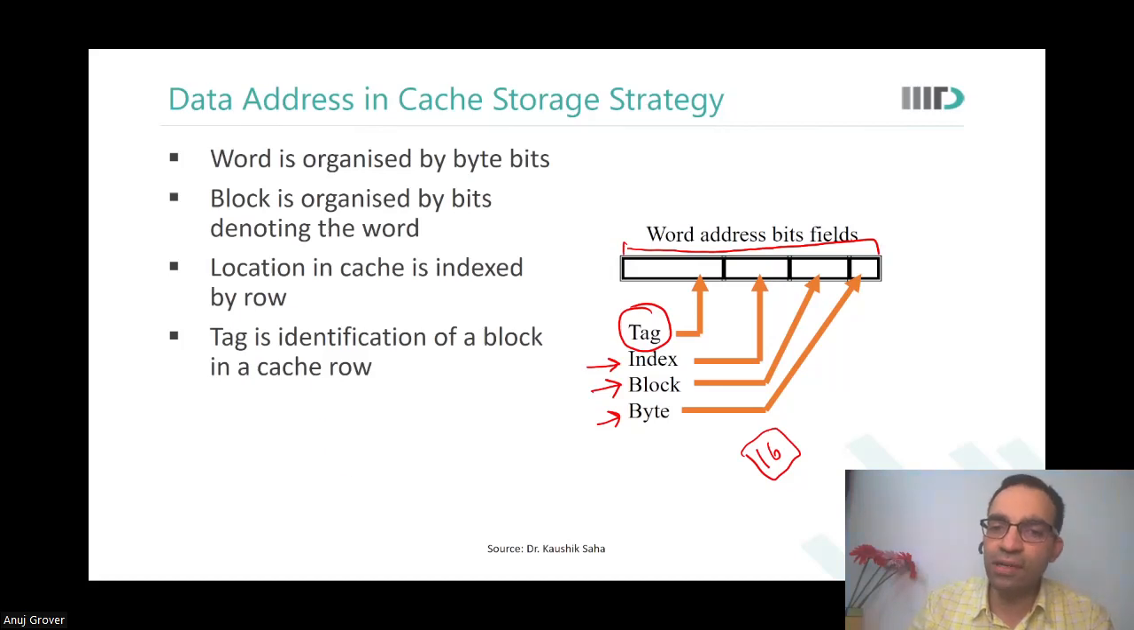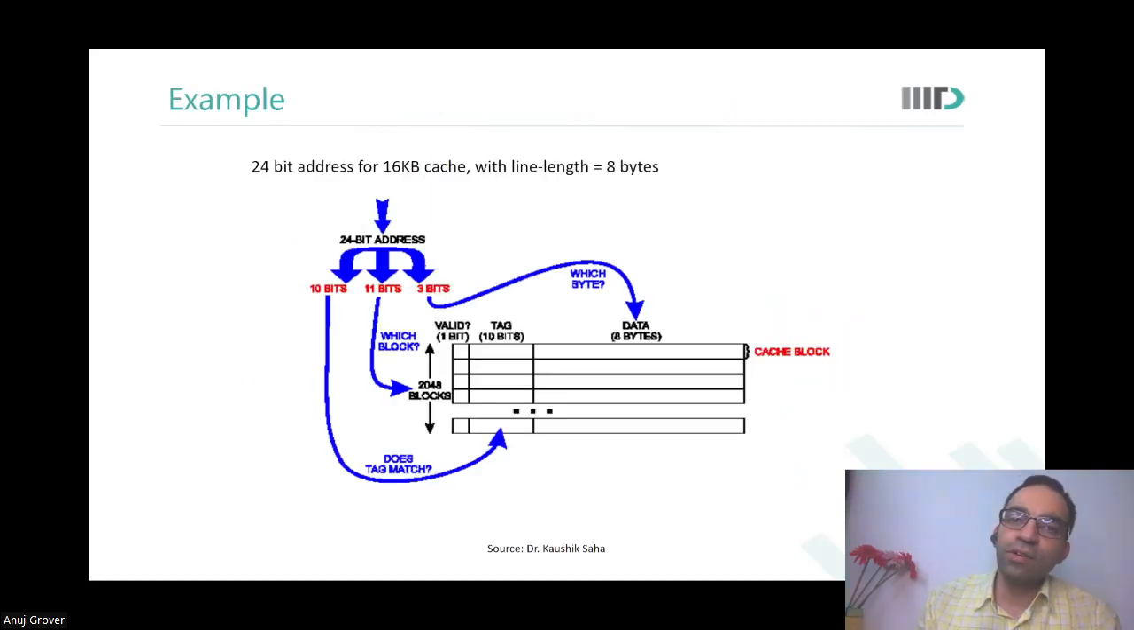What do they all mean physically? Let us look at that also. We say that there is a 24-bit address for a 16 kilobyte cache. Just calculate for 16 kilobyte, how many address bits do you need? You need 14 address bits. 16 kilobyte, you need only 14 address bits. So what to do with the additional 10 bits? They represent the tag. Yes, they become the tag.